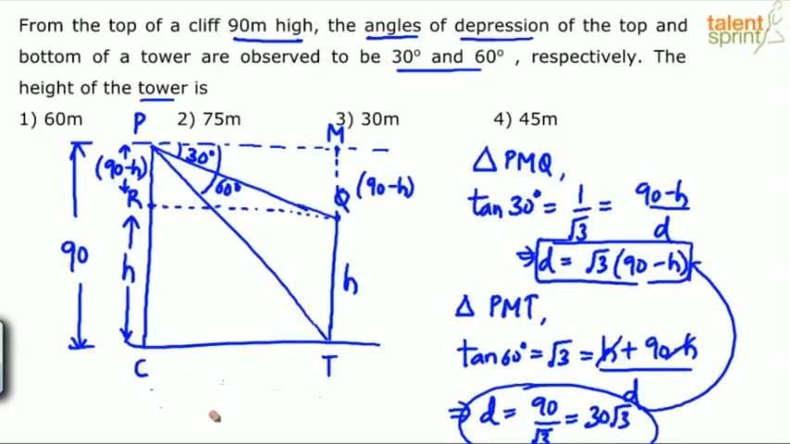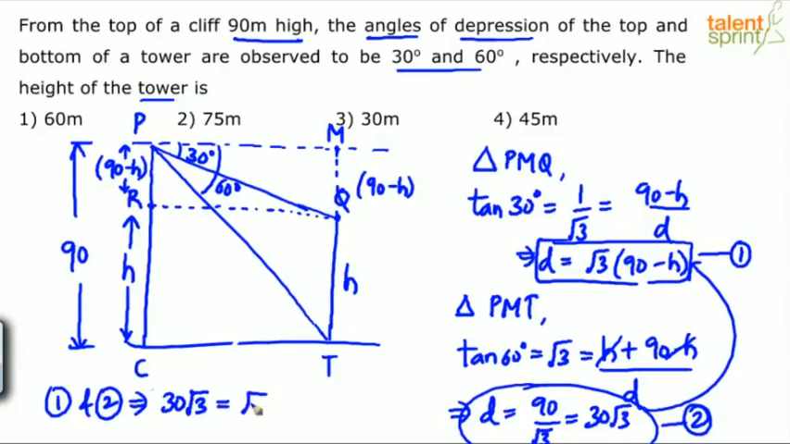So substitute D. Right? So what do we get? Let's say this is equation 1 and this is equation 2, for the sake of your understanding. So from 1 and 2, what do we get? D can be taken as 30 root 3. So 30 root 3 equals root 3 into 90 minus H. So root 3 and root 3 get cancelled. 30 equals 90 minus H, which implies H will be equal to 90 minus 30, 60 meters. 60 meters, option 1 is the correct answer. Alright.